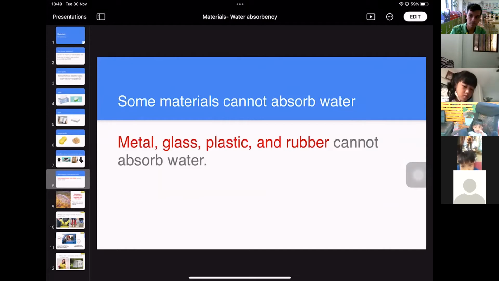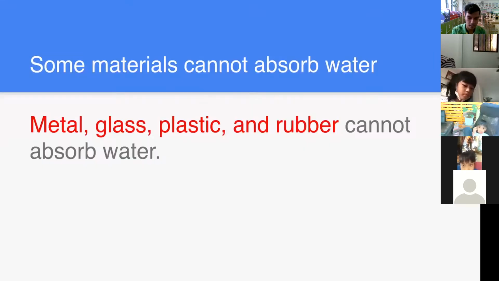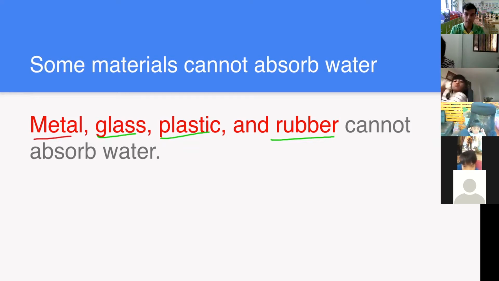Metal, glass, plastic, and rubber. Yes, correct. Metal, glass, plastic, and rubber cannot absorb water, okay? Now, students, listen to me. Metal, glass, plastic, and rubber can get wet, but cannot absorb. I know how to explain in Thai, but I will not speak Thai.